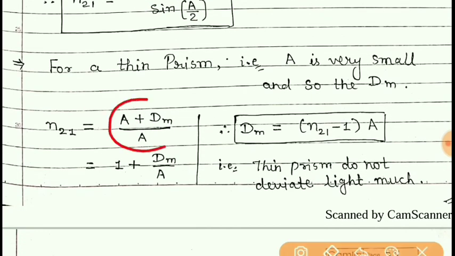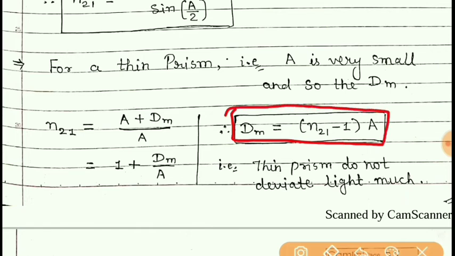Now students, if we split this into two terms, that is the reverse process of LCM, then A by A will be 1 and the second term will be Dm by A. Finally making Dm the subject, you will get Dm equal to n21 minus 1 into A. So this formula can be used for a thin prism, meaning when the angle of prism is very small. Students, for a thin prism the deviation is very less.